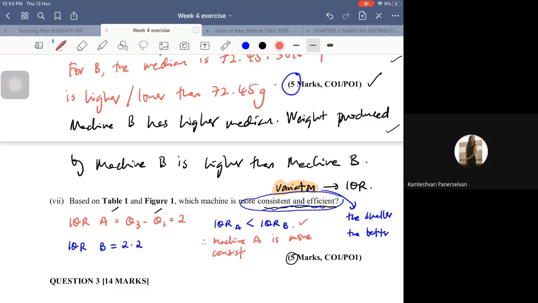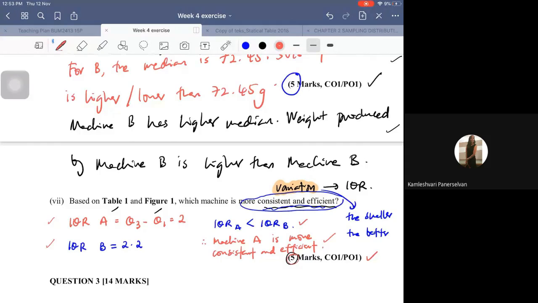By just answering this, you will get 5 marks. If you simply tell me machine A is more consistent and efficient, I will give you just 1 mark. So when you come across a question like this, you have to calculate the IQR of A and the IQR of B. That is what will give you the remaining 4 marks.